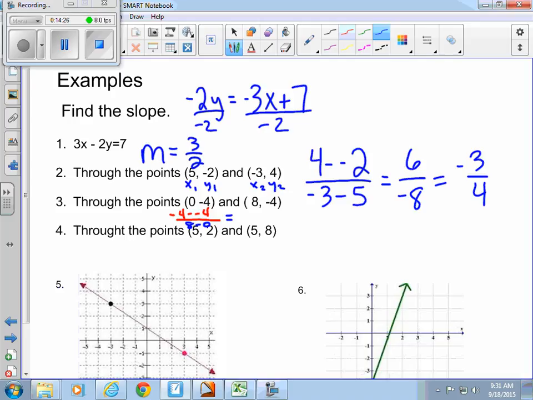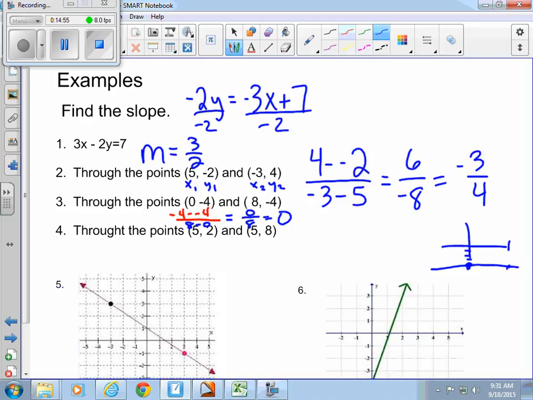-4 minus -4, what is -4 minus -4? 0, and what's 0 divided by anything? 0. So that slope is 0. Let me show you that on a picture. If I have the points 0, -4, and 8, -4, wouldn't that give me a line with a slope of 0? It makes sense, doesn't it? So the formula works out and gives me the slope that it should give me.